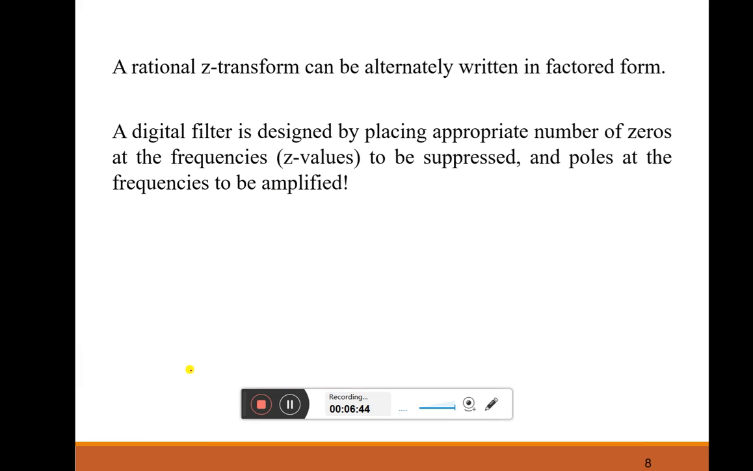Yeah. So a rational Z transform can be written in factored form. So you boleh faktorkan balik polynomial tadi. And digital filter is designed through this persamaan. Okay. So you place the number of zeros at frequencies, you placing zeros at frequency of Z values to be suppressed. Yang mana kita nak suppress, kita letakkan zeros, and mana yang kita nak amplify, kita letakkan poles. Alright. So that is rational Z transform.